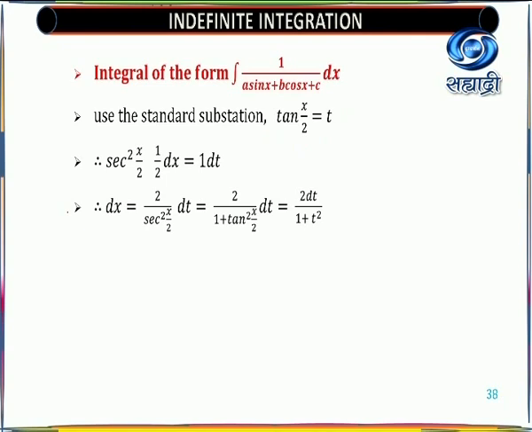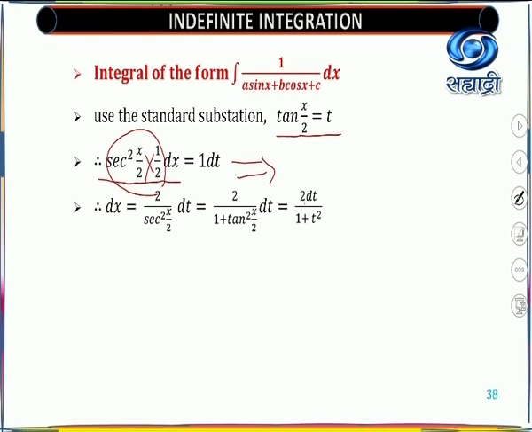Now use the standard substitution tan x by 2 equal to t. Differentiation gives you sec square x by 2 into half dx equal to 1 dt. If you shift all the terms to this side, dx becomes 2 upon sec square x by 2 dt. What is sec square x by 2? It is 1 plus tan square x by 2, and 2 is already there on the numerator into dt. So 2 dt upon 1 plus t square.